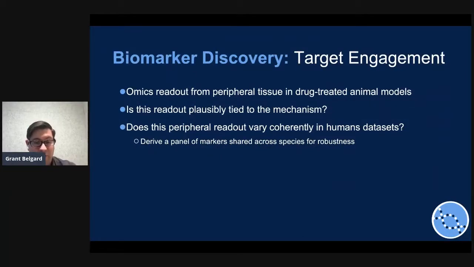Bioinformaticians can also play a role in discovering biomarkers for target engagement. For example, an omics readout from peripheral tissue in drug versus vehicle-treated animal models can help identify candidate readouts that are plausibly connected to the mechanism of action. One can then test if this peripheral readout varies coherently in human data sets, and given patient data, one can also see if it varies with disease. In the ideal case, one derives a robust and coherent panel of markers shared across species.